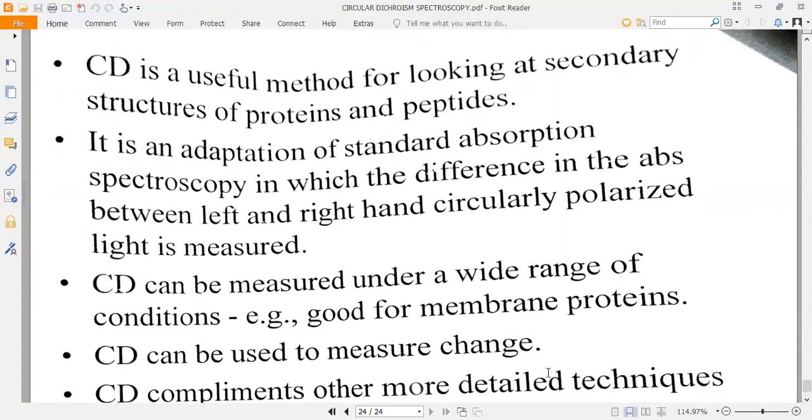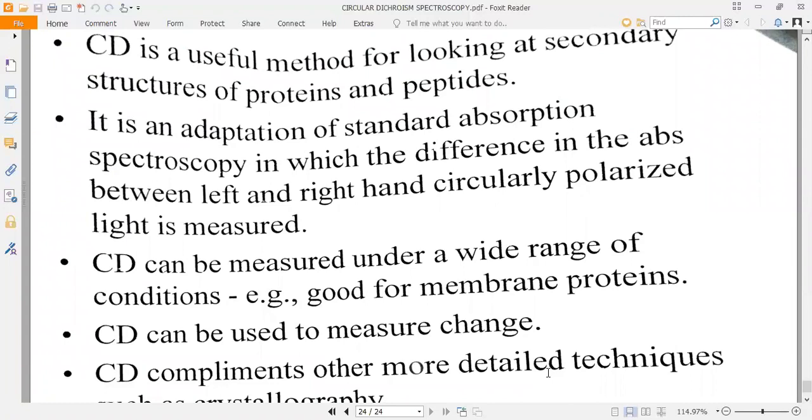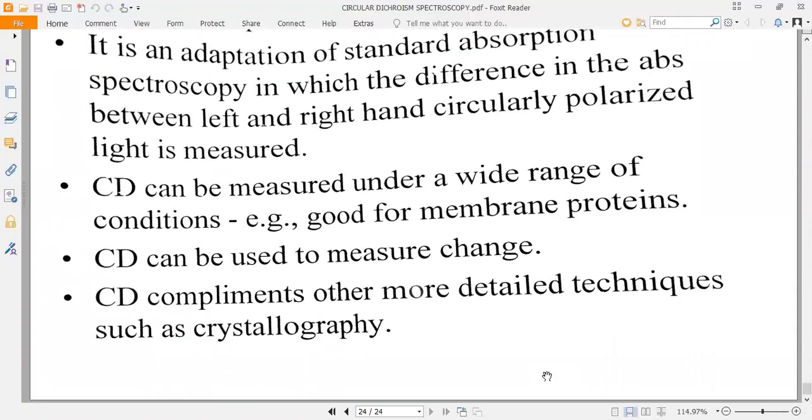CD can be used to measure change, अभी बताया आपको कि अल्फा हेलिक्स रैंडम कॉइल में जा रही है, तो वो ढूंढ के बताया जा सकता है. CD complements other more detailed techniques such as crystallography. तो ये माइनर डिटेल्स, एक्सरे क्रिस्टलोग्राफी बहुत बड़ा, आपको बहुत ढेर सारे डॉट्स मिलते हैं, बहुत सारा एनालिसिस की जरूरत पड़ती है. उस एनालिसिस में ये कॉम्प्लीमेंट भी करता है और हेल्प भी करता है कि वो पर्टिकुलर प्रोटीन स्ट्रक्चर कैसा है. So this is all for CD spectroscopy.